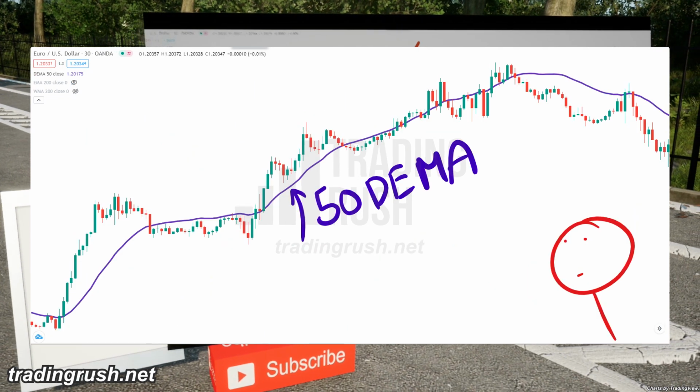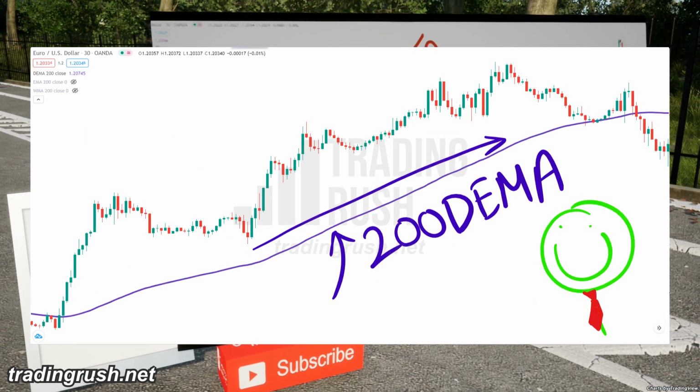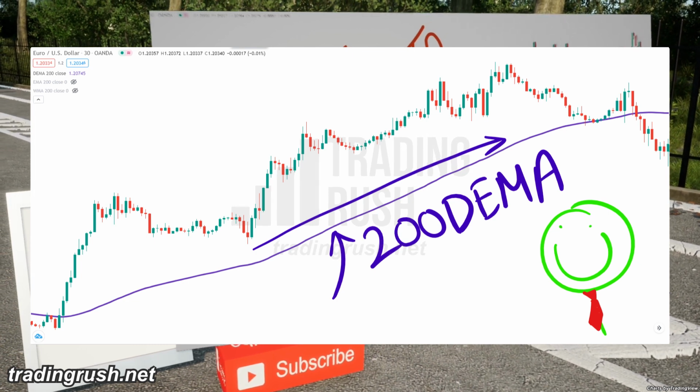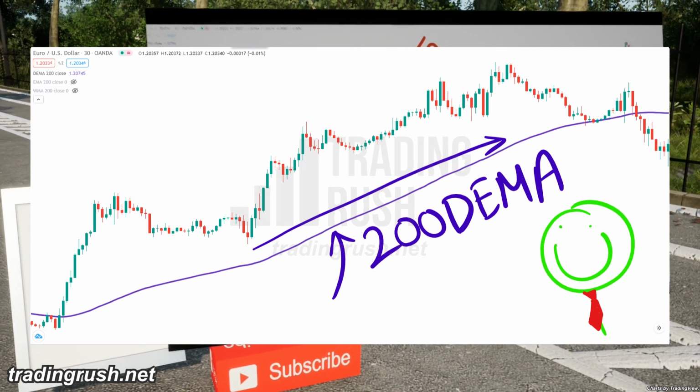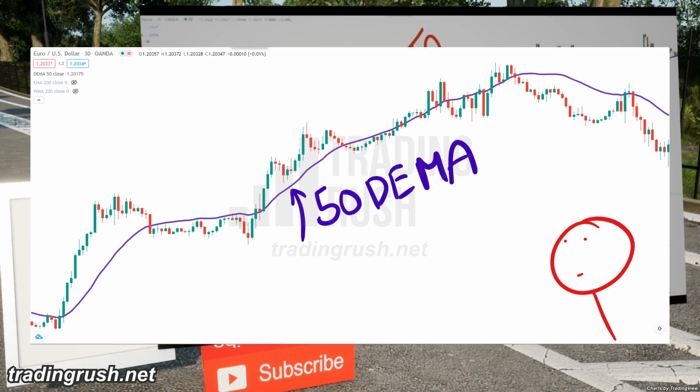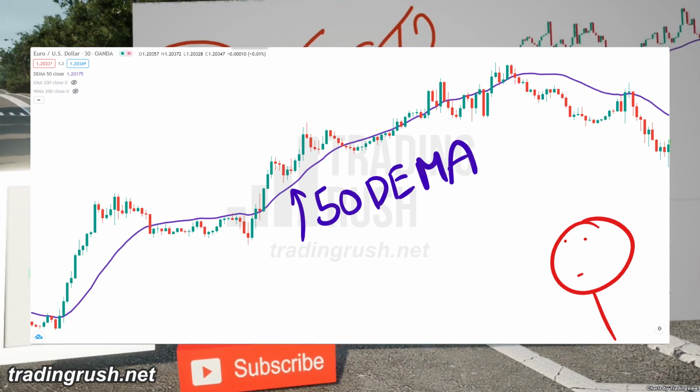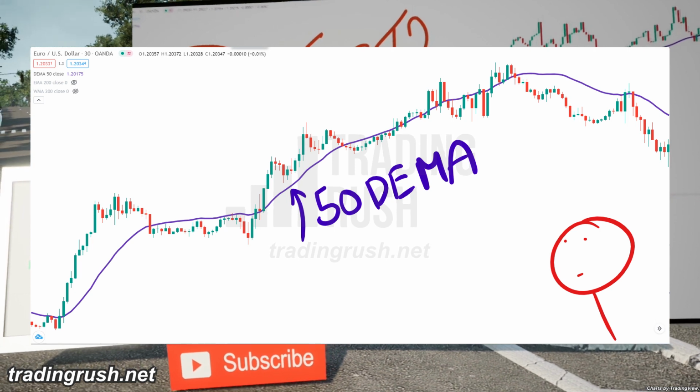Unless you are looking to catch smaller strong moves, using a 200-period double exponential moving average to exit the positions is a good idea. Otherwise, a lower double EMA will stick very close to the price, and the price will cross it more frequently, leading to false signals.